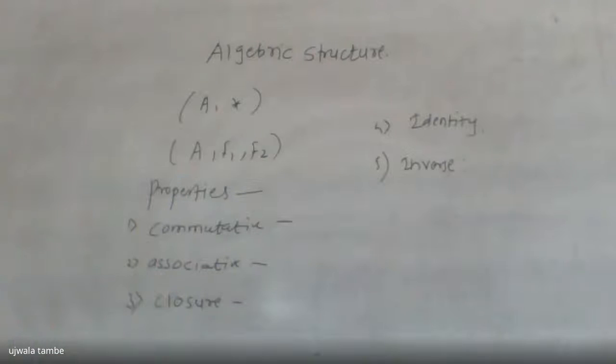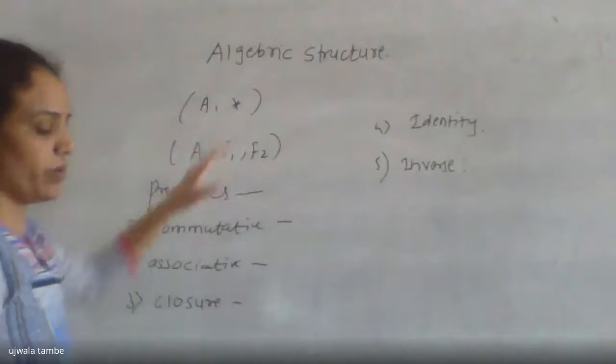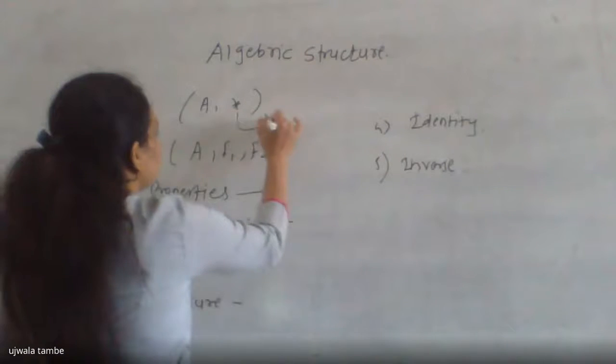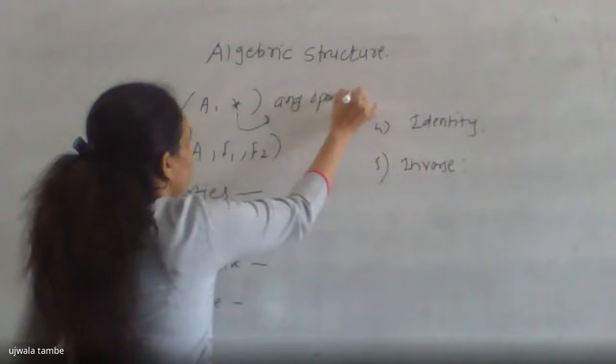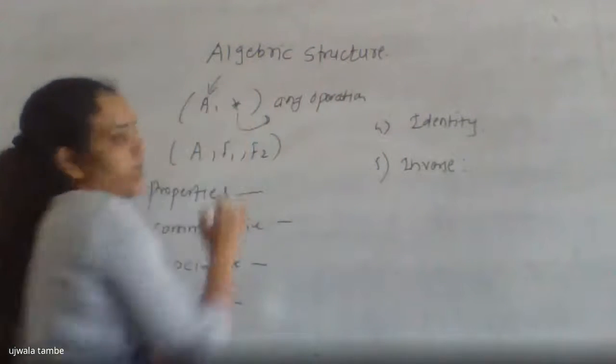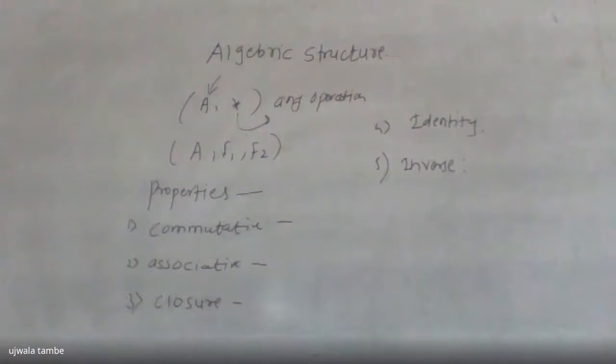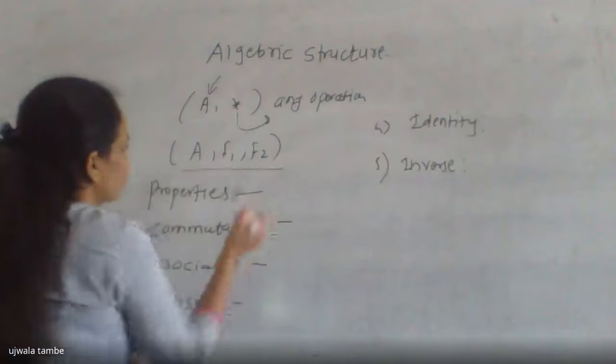Before moving towards the next topic, we have to revise the previous things. As we know, this is the format of an algebraic structure, where A is a set of elements and star is any operation. The meaning of star is any operation which we are going to perform on the set A. Then this is the format of an algebraic structure.